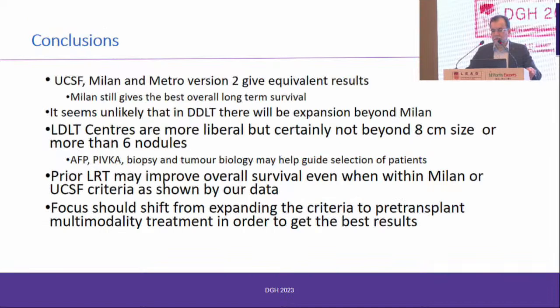So in conclusion, ladies and gentlemen, UCSF, Milan and Metro version 2 give equivalent results. Milan still gives the best overall long-term survival. It seems unlikely that in DDLT there will be an expansion beyond Milan, and LD centers are more liberal, but certainly not beyond 8 centimeters in size or more than 6 nodules, and AFP, PIVKA, biopsy biology often help in selection of patients at LD centers. Prior local regional therapy may improve overall survival, as shown by our data, even when within Milan or UCSF.